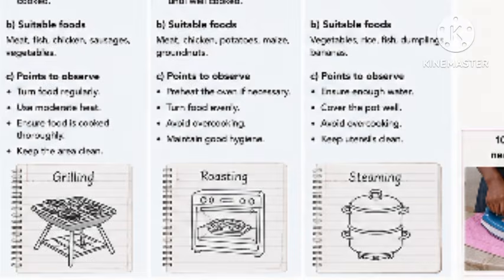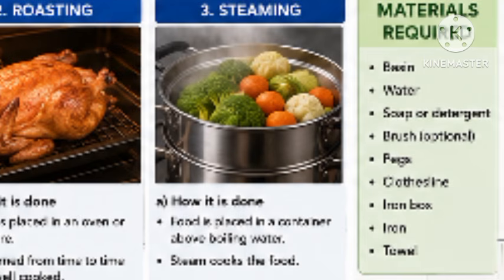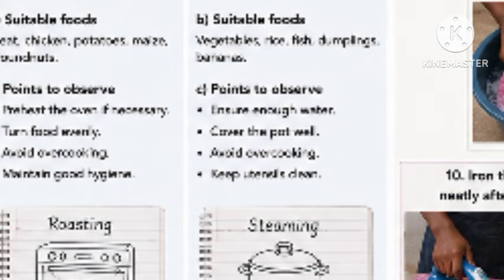The last method is steaming. You can say steaming is cooking food using steam from boiling water. Foods suitable for steaming include vegetables, rice, fish, and bananas. Points to observe: ensure enough water, cover food properly, and avoid overcooking.